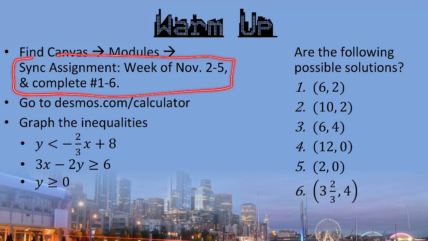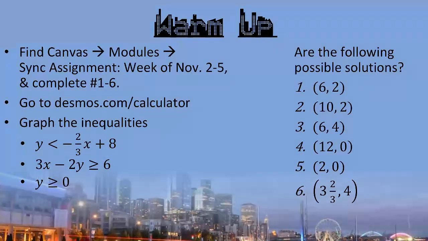You're going to find this assignment and open it up, and it'll say take the quiz. It's not really a quiz, it's just an assignment, but Canvas calls everything of that nature a quiz. And answer these questions. Are these points solutions to this system of inequalities?